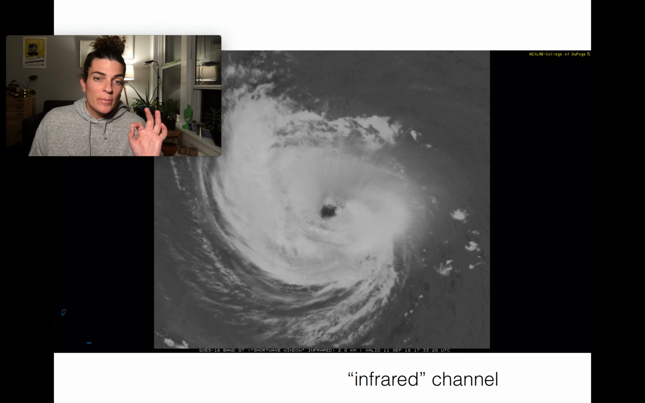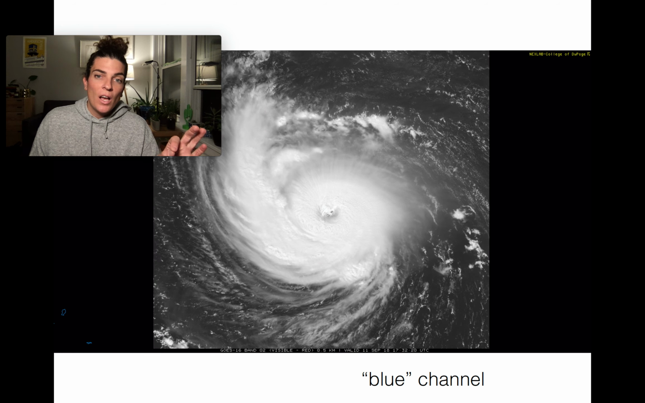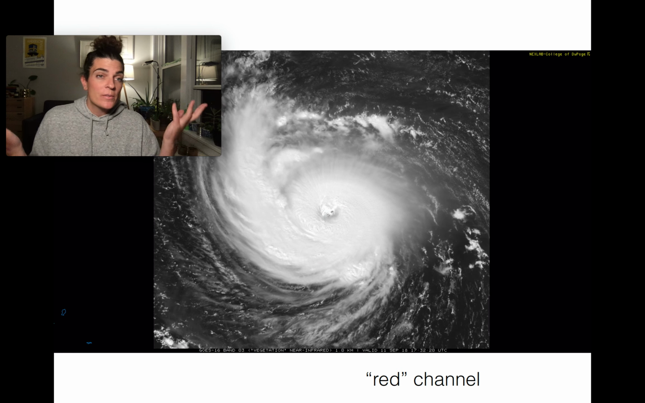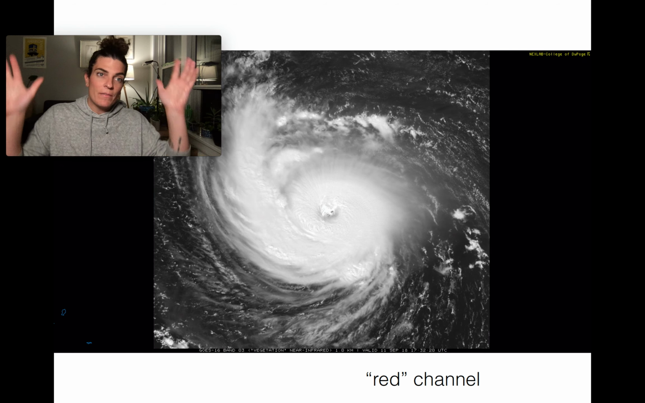Why does the red look clearer? The red looks clearer because the blue is picking up on stuff in the atmosphere, because the atmosphere appears blue to us, right? So that's all the stuff that's in the atmosphere.